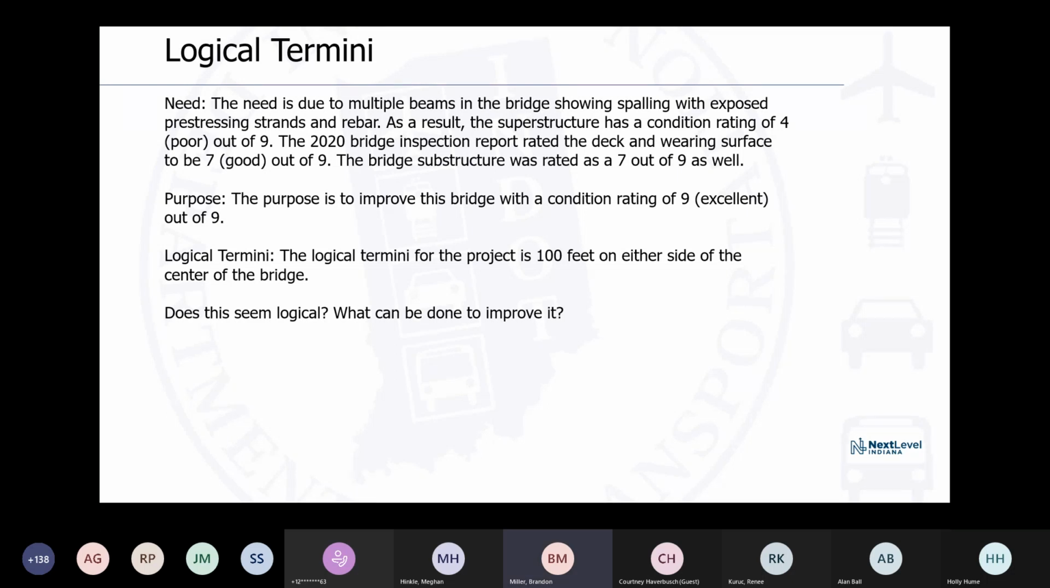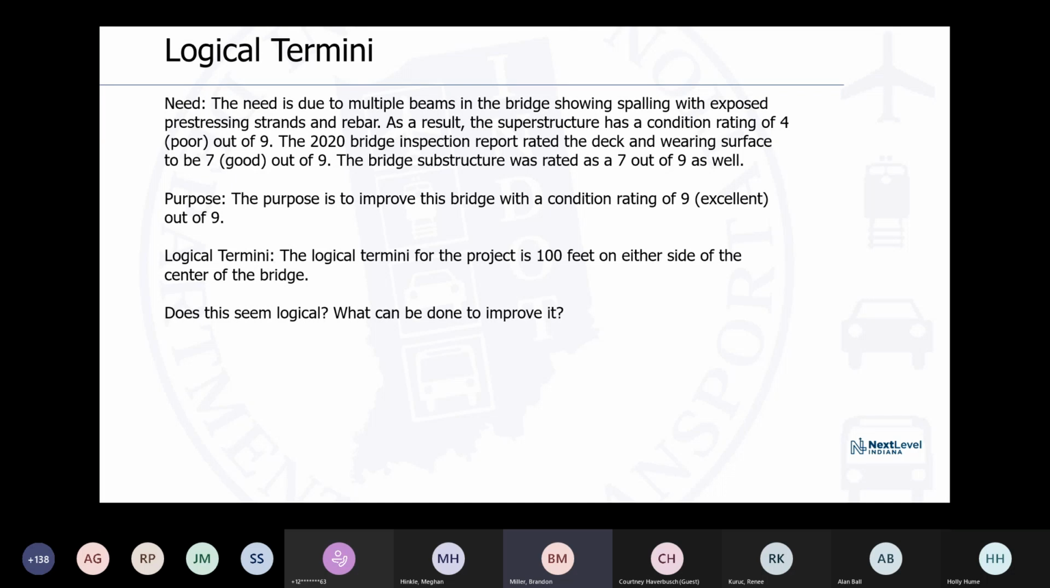And Brock points out the biggest thing. It's not logical. They're just project termini. So when you're defining logical termini, on the surface, it seems to make sense. However, how long is the bridge? Maybe the bridge is 250 feet long. If you're only going 100 feet from the center of the bridge, you may not be covering the entire aspect of the bridge. It doesn't cover the incidental construction that may need to be done with approaches to tie it in.